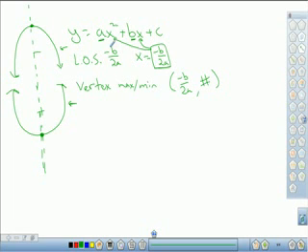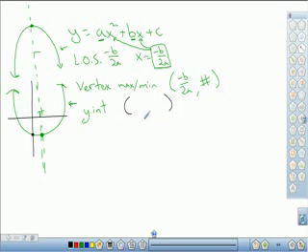The vertex could also be called the max or the min point. If you have a positive a, your vertex will be a minimum. If you have a negative a, your vertex will be a maximum. The vertex is the tipping point. It's where it goes from down to up, or from up to down. Now the vertex we can find very easily.